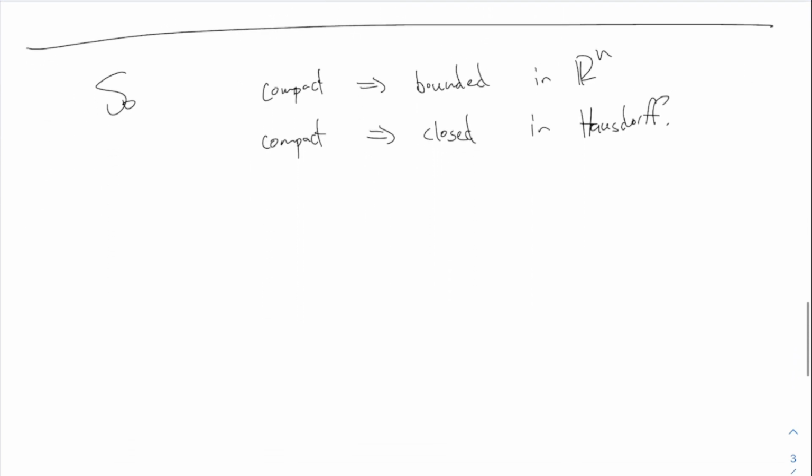Actually, that direction is not so hard by a cute little tricky trick. So I'm going to actually write it out here, the Heine-Borel theorem.